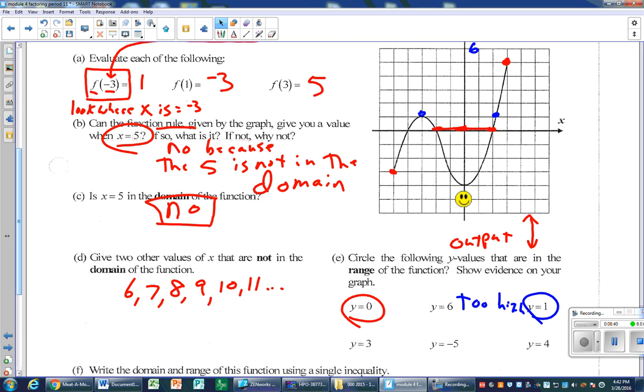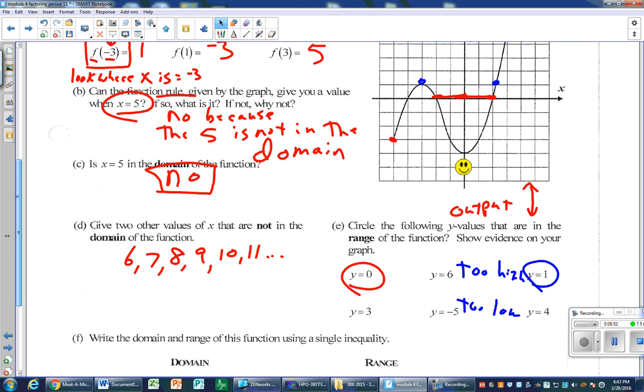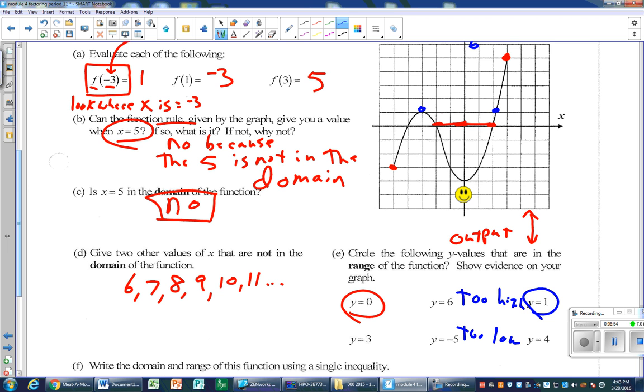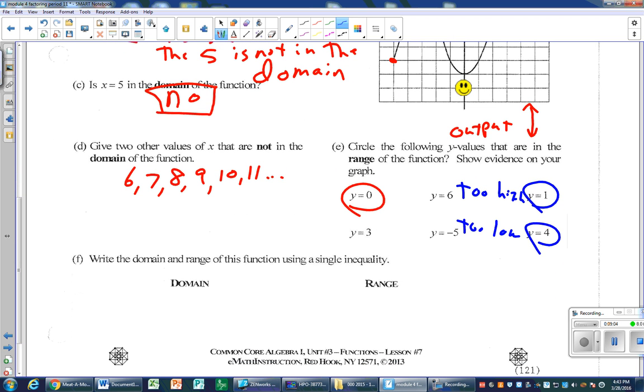How many of you are already done? Too low. +4. There's a value right there for +4. So 1 and +4 are in the output.